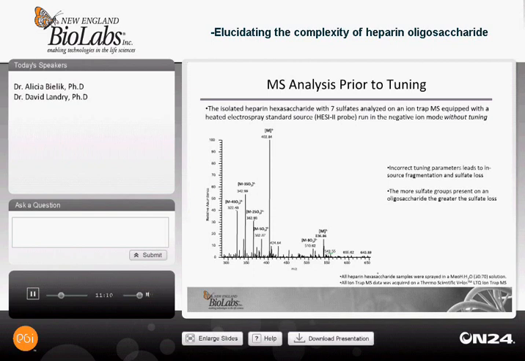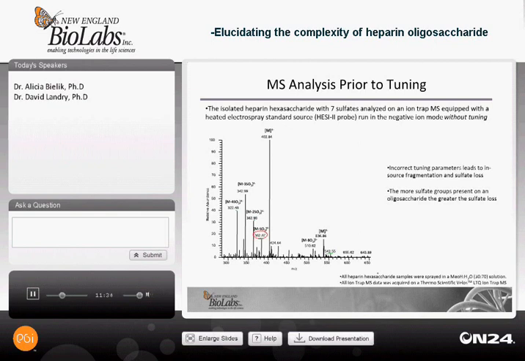So if we take this isolated heparin hexasaccharide, which has 7 sulfates, and we analyze it on an ion trap mass spectrometer that's been equipped with a heated electrospray standard source running in the negative ion mode without prior tuning, the resulting spectrum is shown here. And what you see is the 4- ion at 402, which is your ion of interest.